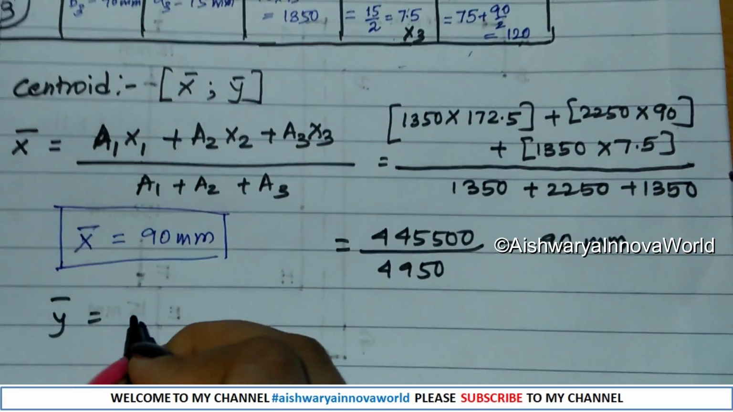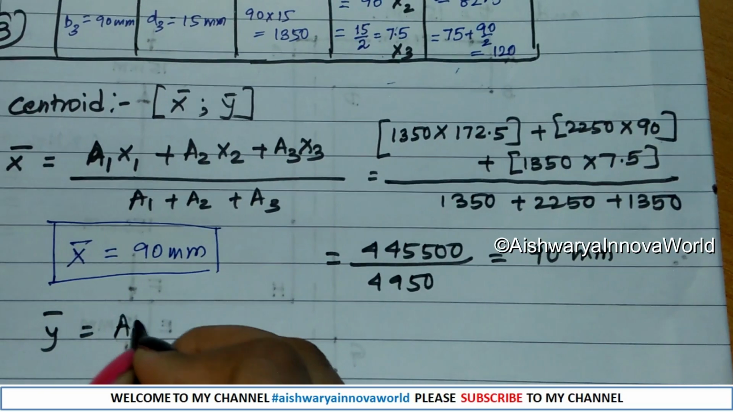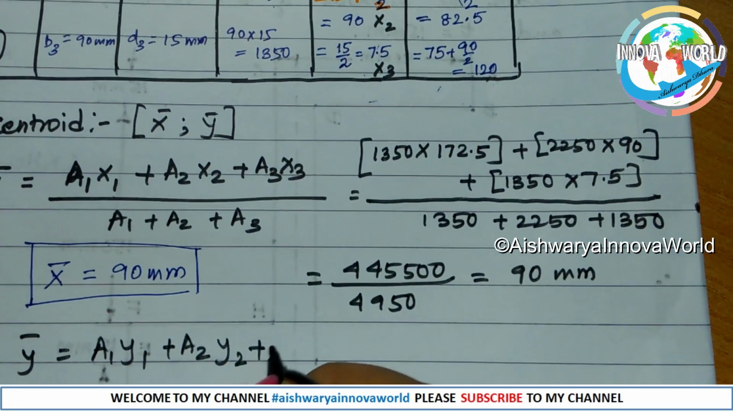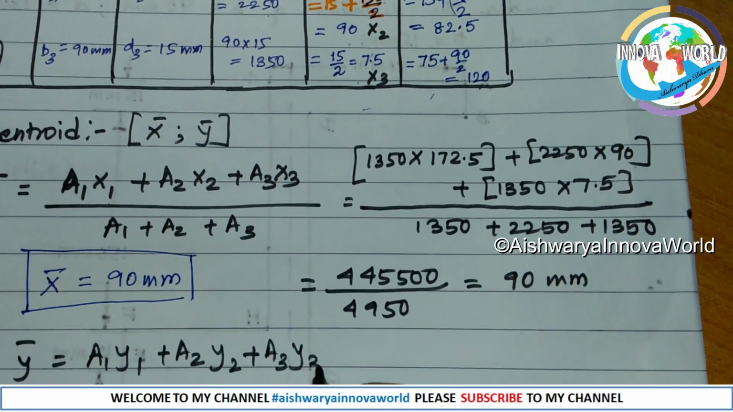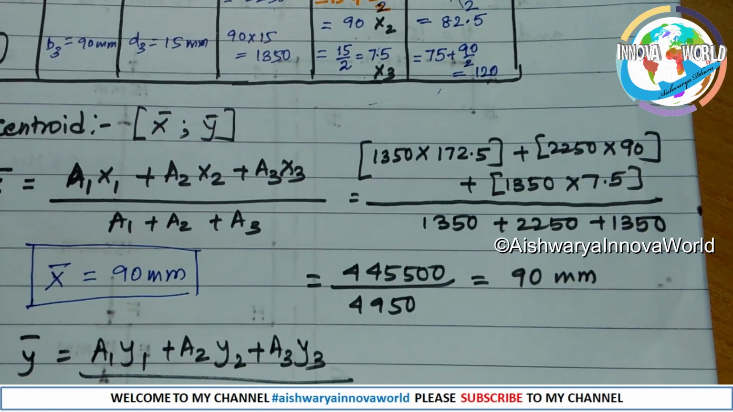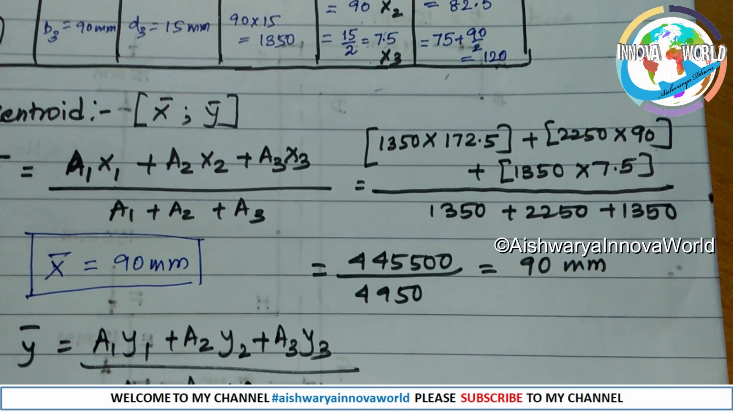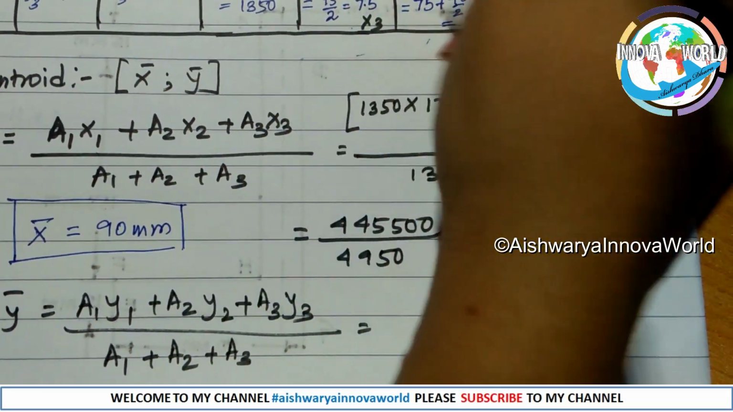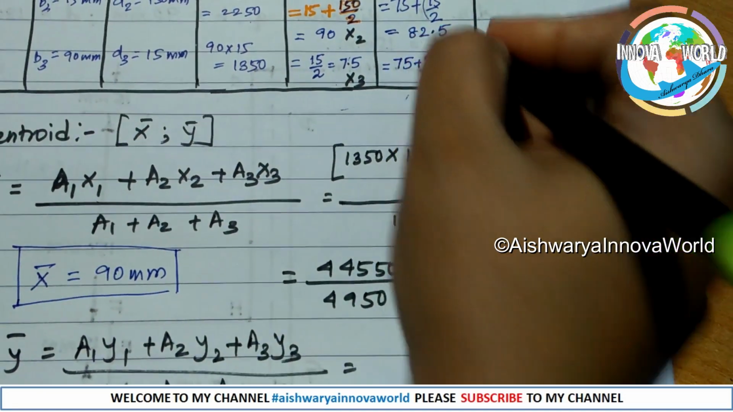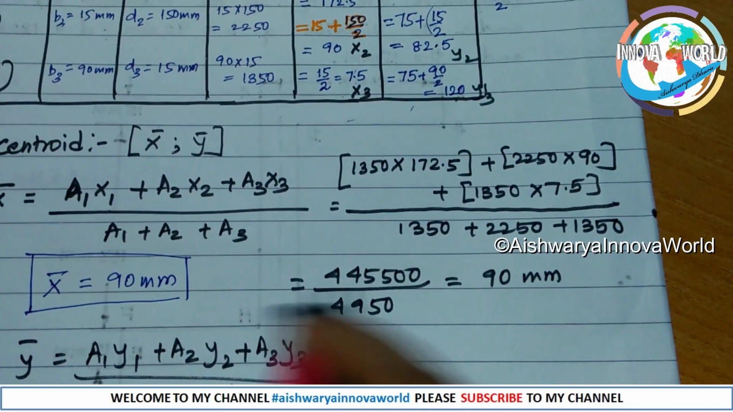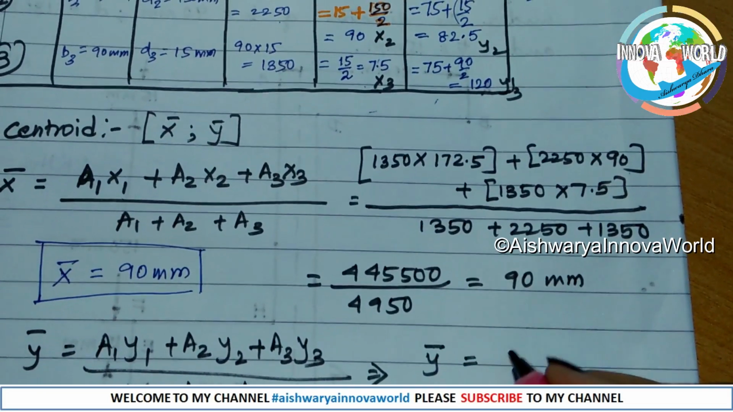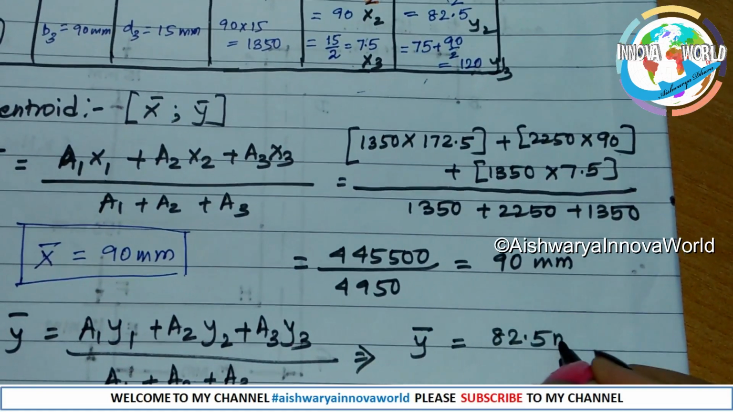So what is the y bar formula? It's very easy. a1 y1 plus a2 y2 plus a3 y3 by a1 plus a2 plus a3. Similarly, you substitute the values. These are the y1, y2 and y3 values. Substitute here, you get y bar equals 82.5 mm.